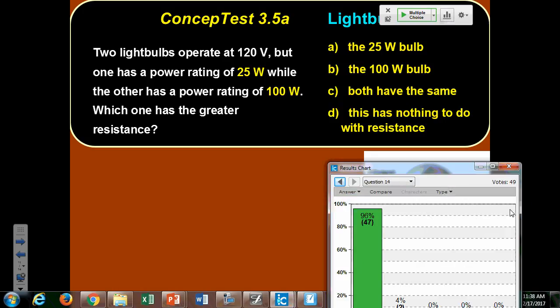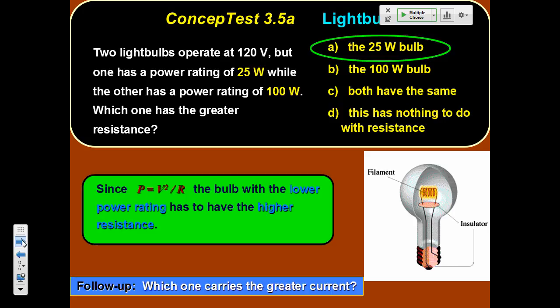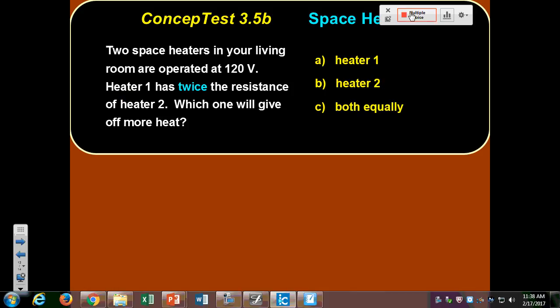All right, good. That's right. The 25 watt bulb. We have one more question. Two space heaters in your living room operate at 120 volts. Heater 1 has twice the resistance. Which one gives off more heat? Heater 1, which has the big resistance, heater 2, which has a small resistance, or both give off the same heat because they're heaters.